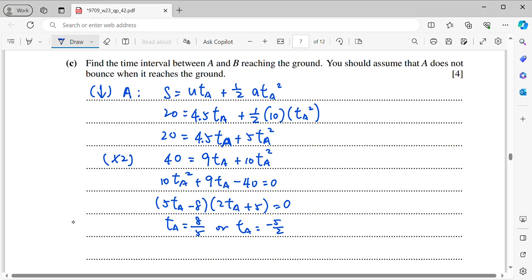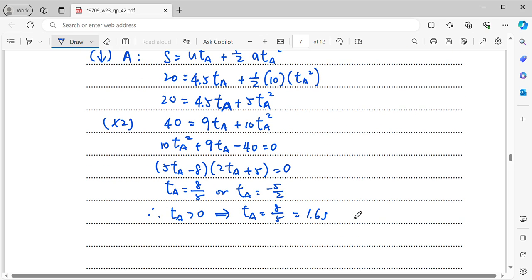So we know that time cannot be negative. So time must be positive. Therefore, tA equals 8 over 5, which is 1.6 seconds. So A took 1.6 seconds to reach the ground.